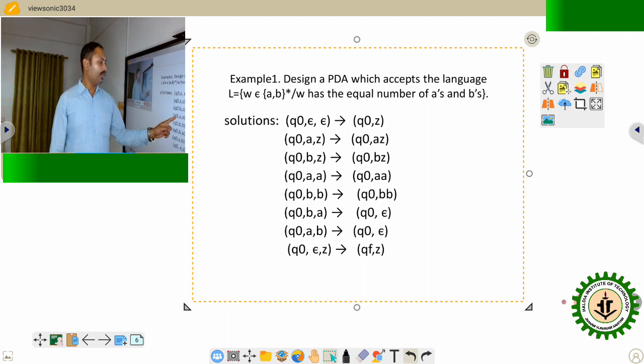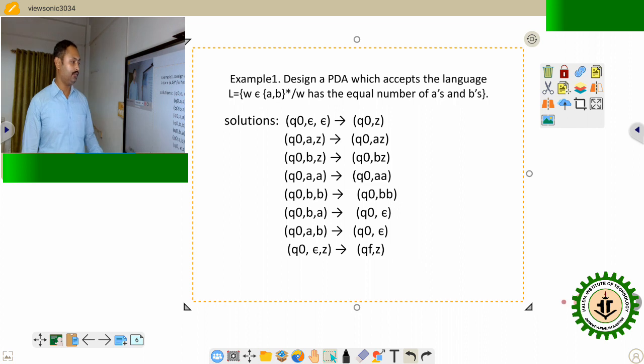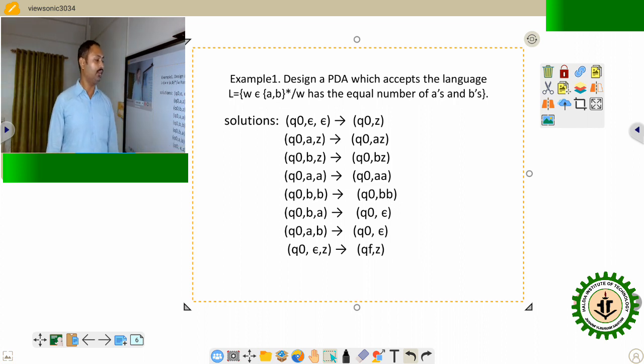Now we are accepting A again. So here Q0 is the present state, inputted symbol is A, and what is the top of the stack? What is the top symbol of the stack? That is also A. Now we are going to push A just upper portion of A. That is why it is AA. Now what will happen? The string will start with B.